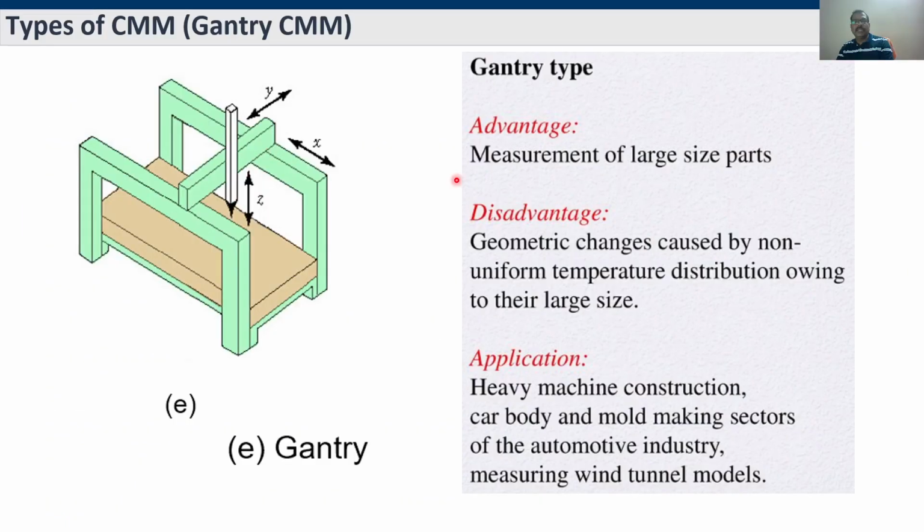As I said, if you consider large size components, there can be geometrical changes caused by non-uniform temperature distribution owing to their large size. Particularly since it's heavy, you need a metrological lab setup also. Even though it's a big environment, there is a possibility of environmental changes due to temperature non-uniformity. So that could be one of the drawbacks. And heavy machine construction for car body or mold making sectors of the automobile industry, measuring wind tunnel models, we are able to do. A simple example, I added a picture here.